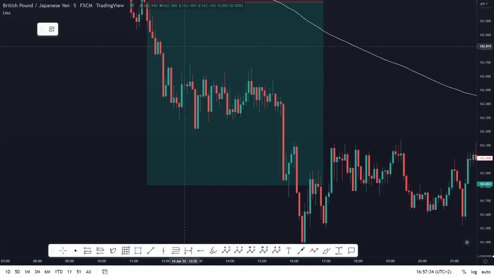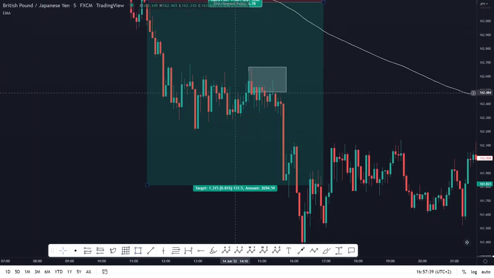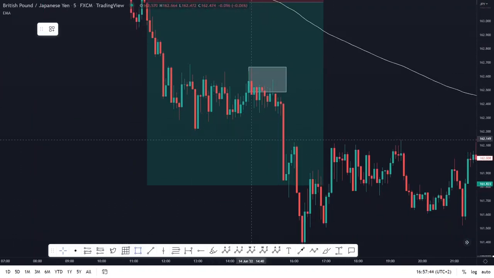And also, if you missed that one, you can also enter here. There's a lot here. And there is another one here. Even though price moved below, maybe you could have put your trade to break even after it has broken this low.